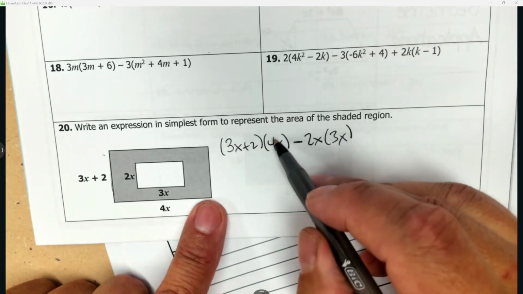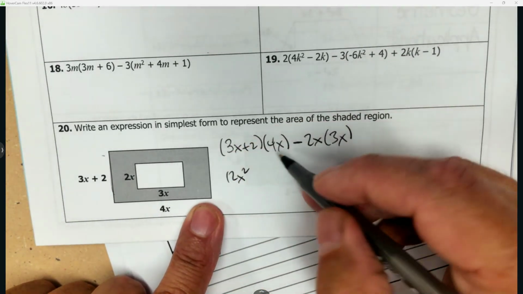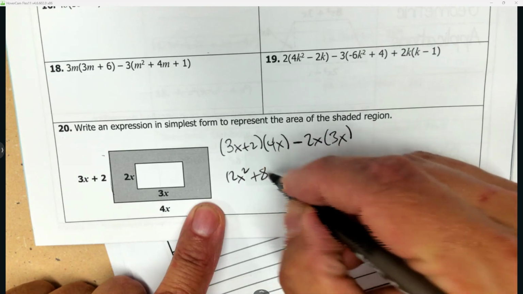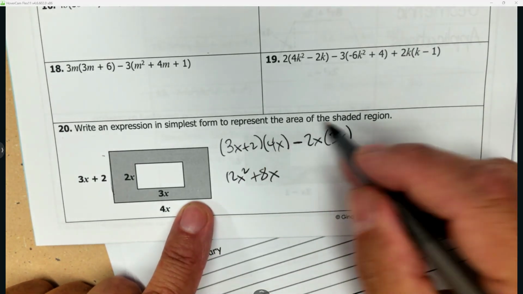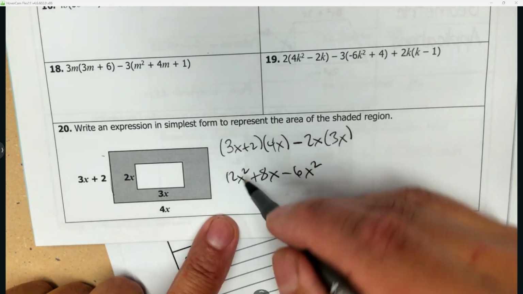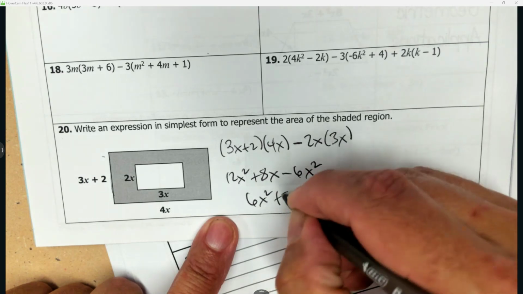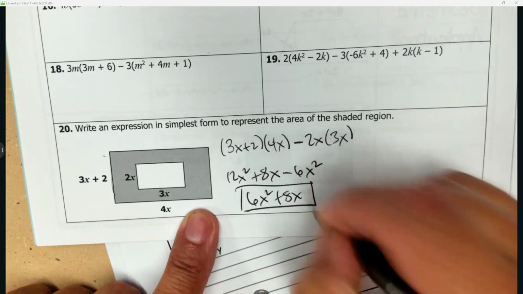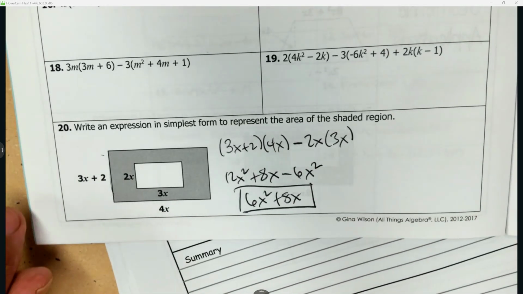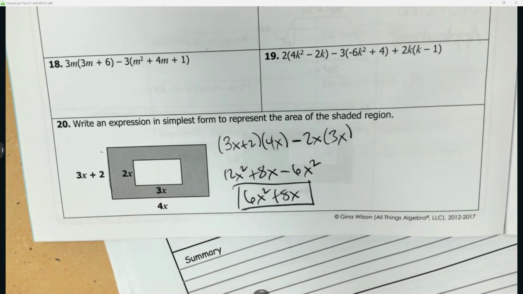I'm going to distribute here. So 4 times 3 is 12 and add the exponents. 4 times 2 is 8 with an x. Here, 2 times 3 is 6 and add the exponents. And when you combine like terms, x squares, 12 take away 6, and you have your answer. So there is an expression that represents the area of the shaded. The big rectangle subtract the small rectangle.